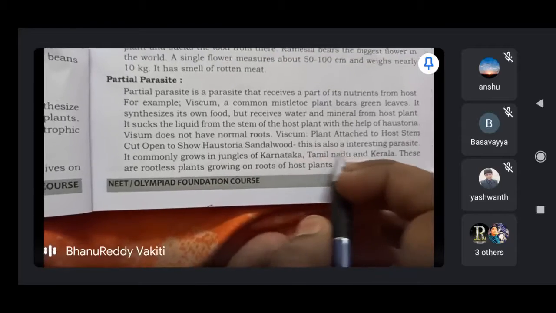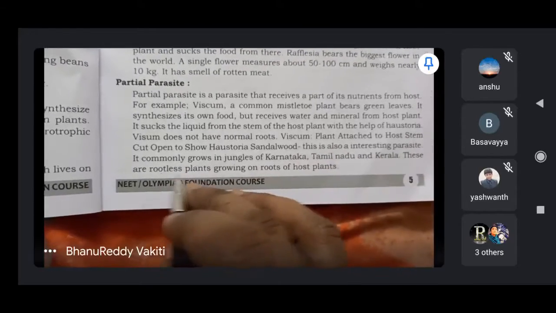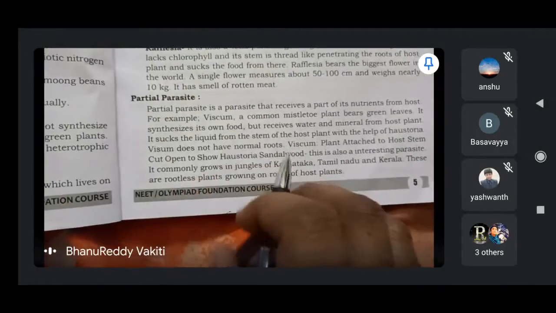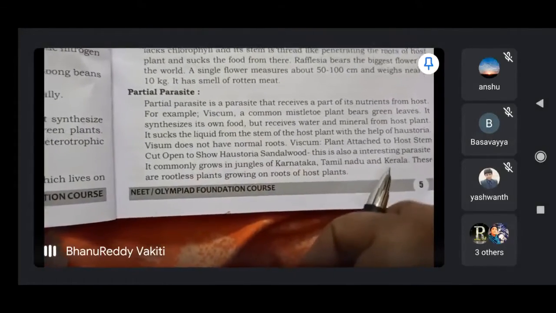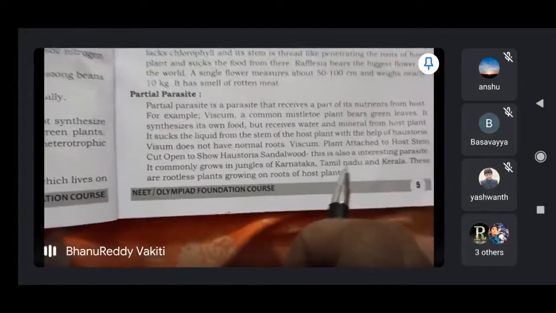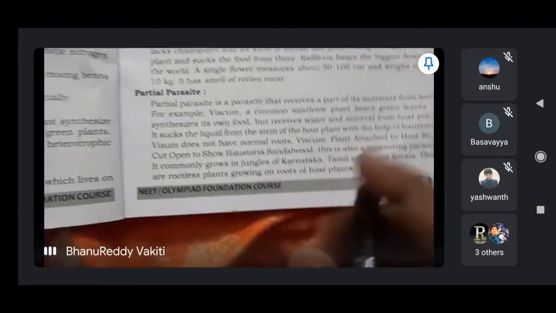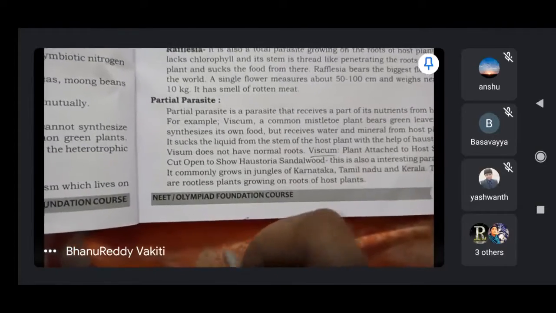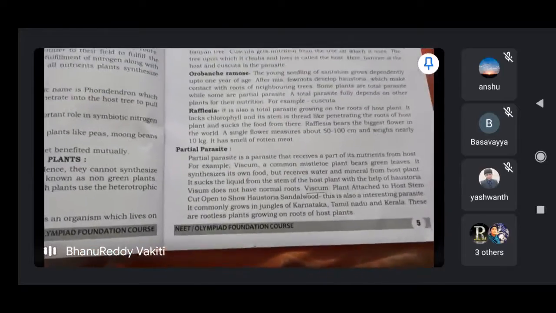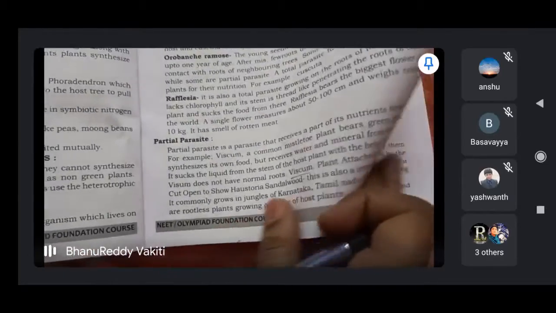Sandalwood is also an interesting parasite. It is commonly grown in the jungles of Karnataka, Tamil Nadu and Kerala. Here see, Viscum means haustoria plants. Another plant depends on sandalwood for food, that is Viscum. If it depends only for food, that is partial. If it depends on both food and shelter, that is a complete parasite.